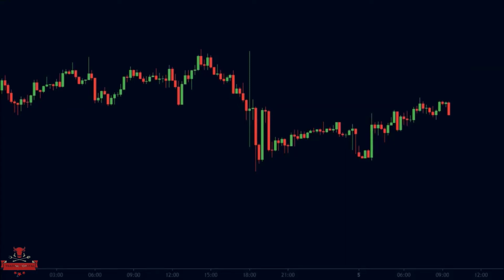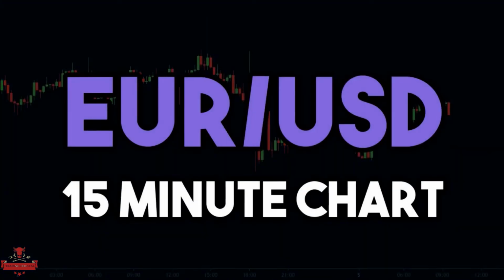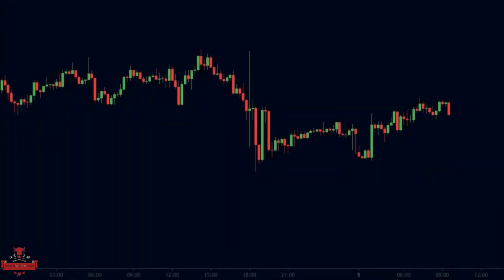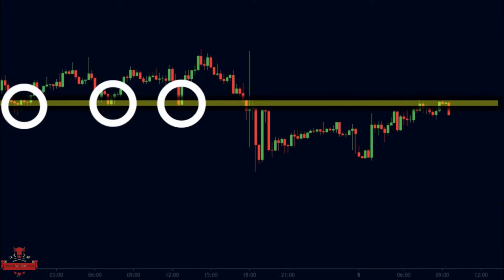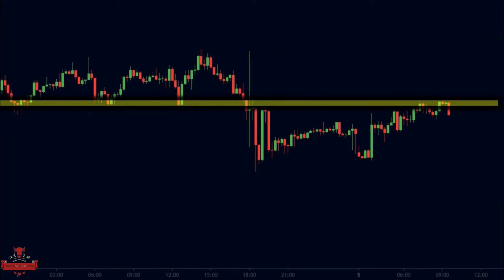Here is another example. Here we have the Euro-USD pair on a 15-minute chart. Let us first plot the support-resistance level. Here we can see that the price has found support 3 times before breaking the level. Now, the price has come into the same area. So, we can expect the price to face resistance here and move lower.